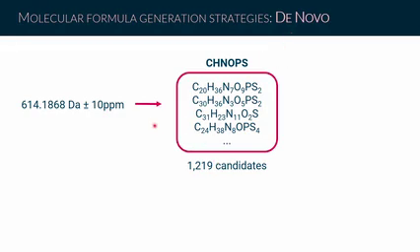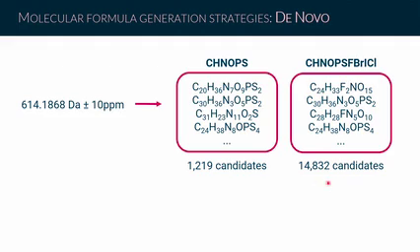What we do for the de novo formula annotation is that you have your precursor mass plus some mass deviation, and then we generate really all possible molecular formulas given a specific set of elements. So for this mass, like 614, given CHNOPS as elements, this would be 1,219 molecular formula candidates. And if we now add a few more elements, we already see that it grows rapidly. We would now get over 14,000 such candidates.